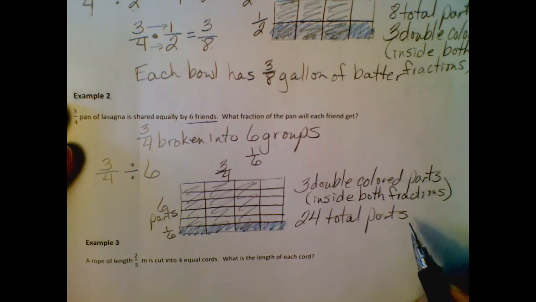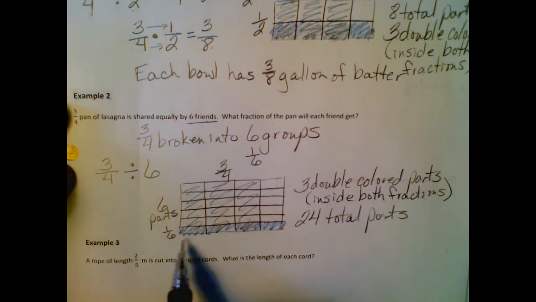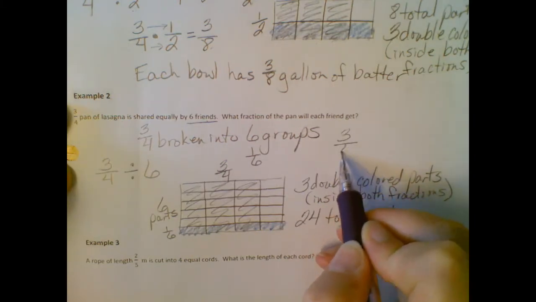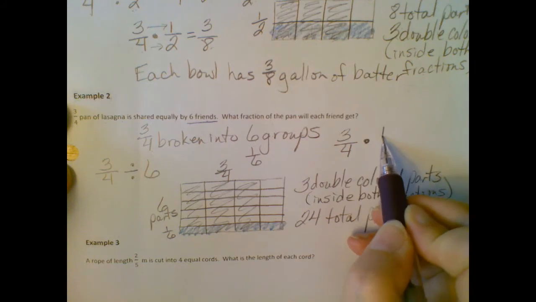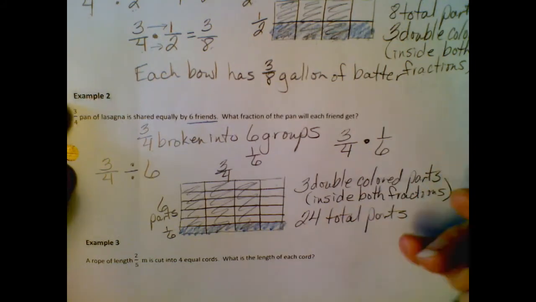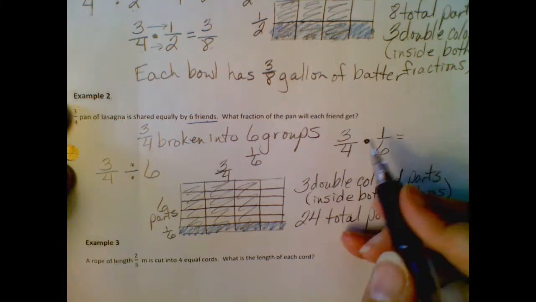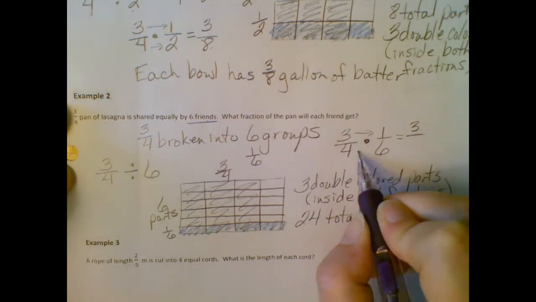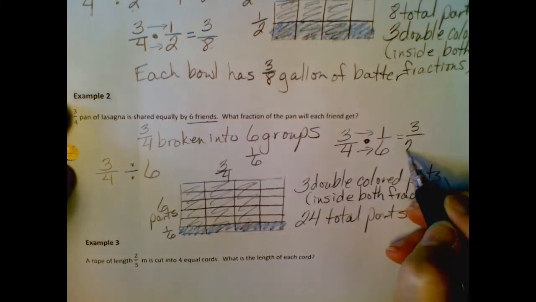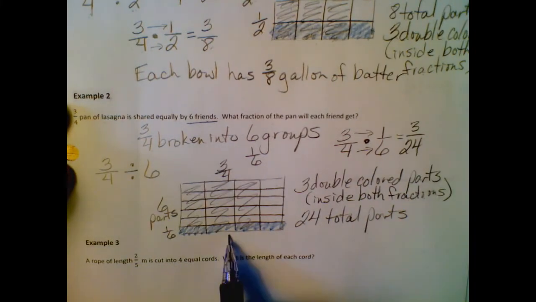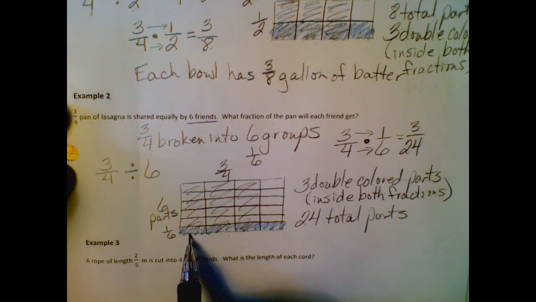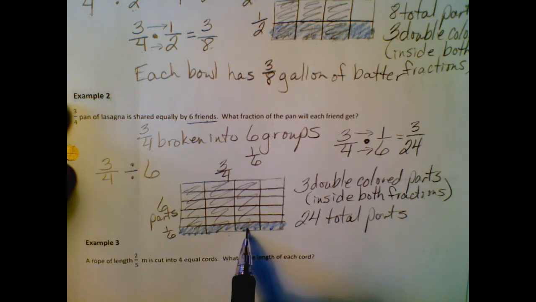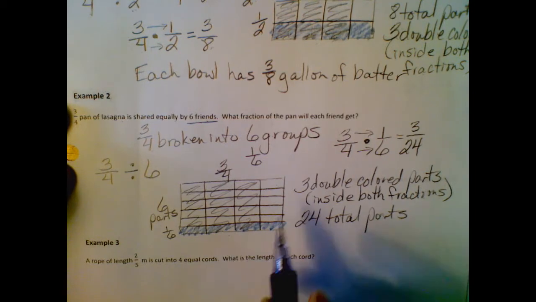Okay, so if I then show that I am going to multiply 3/4 of a group of 1/6, when I multiply fractions, I multiply straight across. 3 times 1 is 3. 4 times 6 gives me 24. I can see that so incredibly easily. I, as this friend, am going to have 3 of the 24 parts.